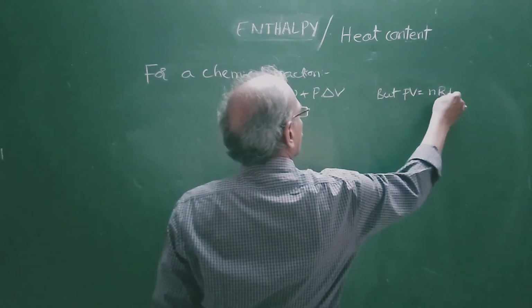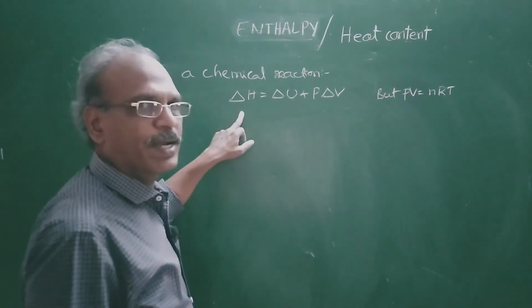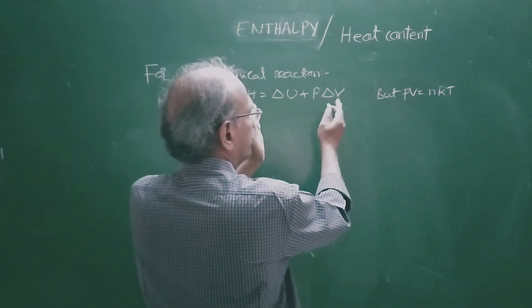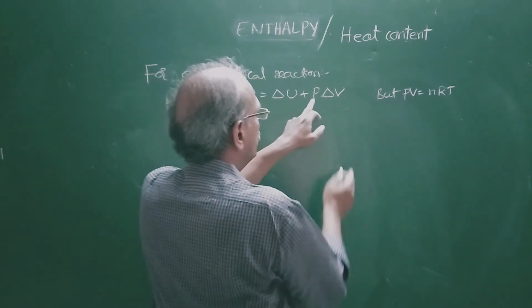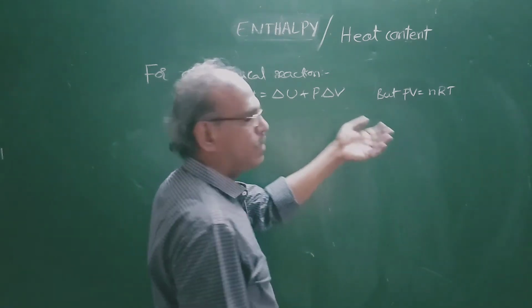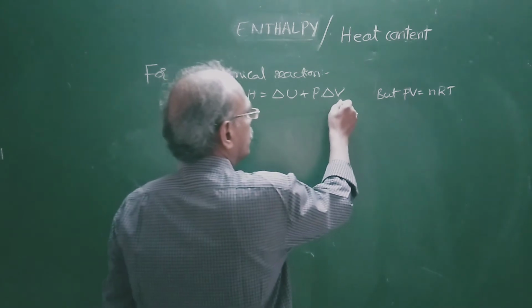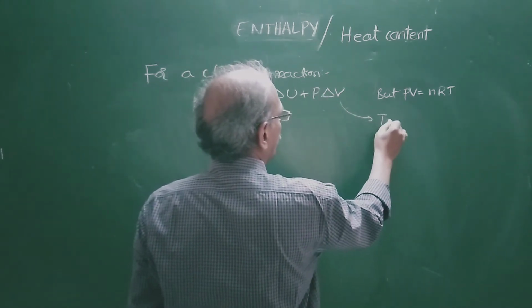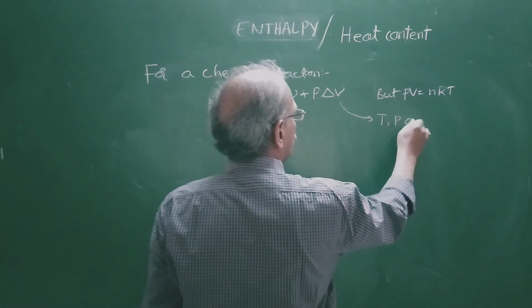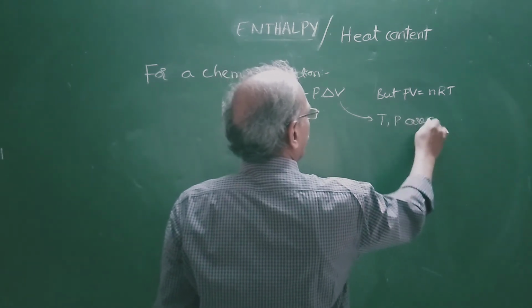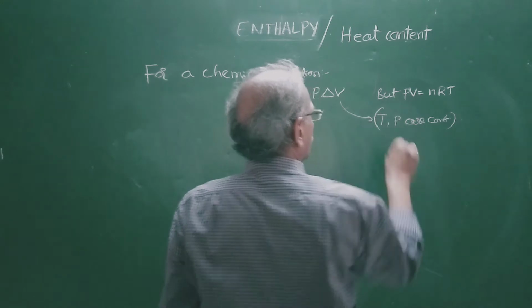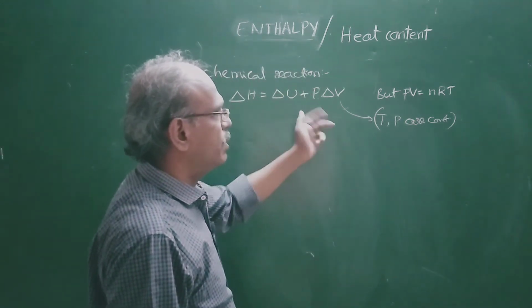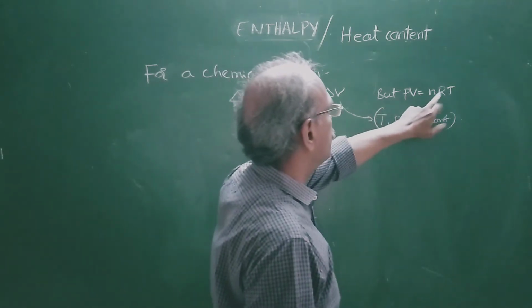But delta H is defined at constant pressure. At constant pressure, it is expressed as a function of pressure and volume. So temperature is kept constant. So this formula is applicable at constant temperature and pressure. That is also an important thing to remember here. Okay, now come to this. PV is equal to nRT.